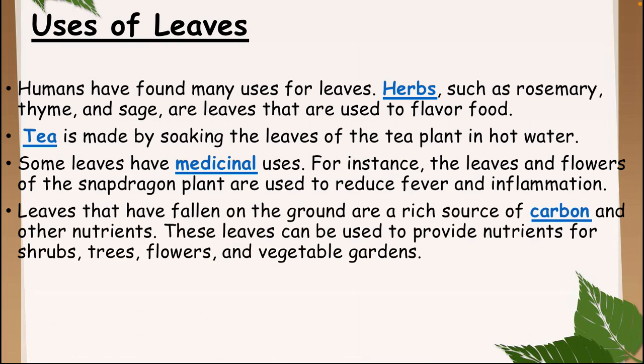Leaves that have fallen on the ground are a rich source of carbon and other nutrients. These leaves can be used to provide nutrients for shrubs, trees, flowers and vegetable gardens. All of you know how to make good soil. When the leaves turn brown, they fall off the tree, and when they fall they provide carbon. These leaves can be used in the soil to grow healthier plants, and they provide nutrients to other plants. So these are the uses of leaves.